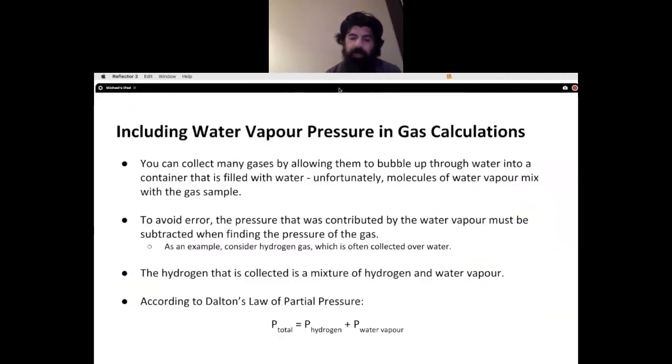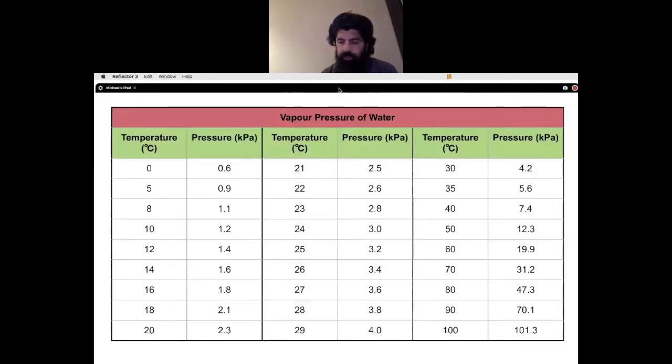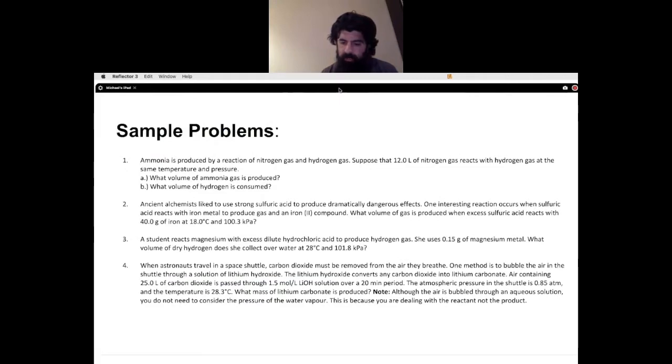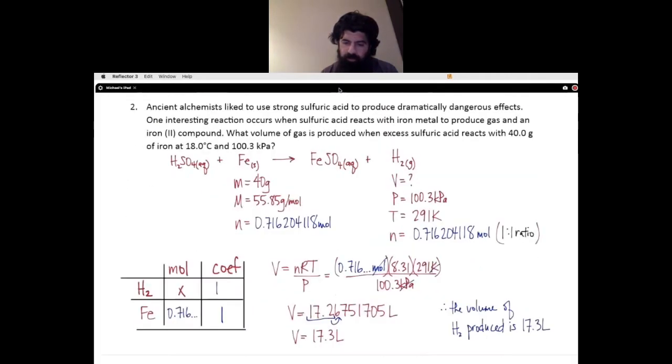Okay, and I just included this slide again that you saw in the gas law unit, the Dalton's law of partial pressure equation. But anyhow, let's look at one of the stoichiometry problems here.